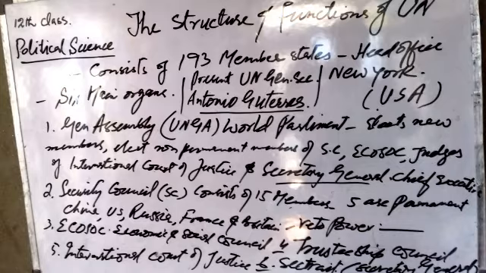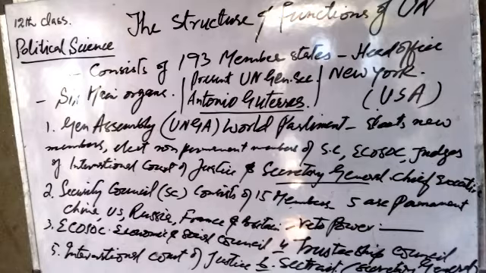One more organ of UNO is the Secretariat. The Secretariat is the administrative organ of the UN, headed by the Secretary General. The Secretary General is elected by the General Assembly on the advice of the Security Council. He is the Chief Executive Officer of UNO. The Secretariat is located in New York.